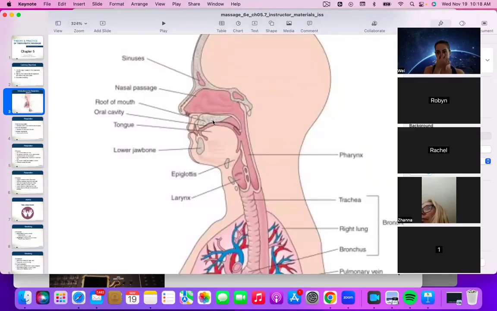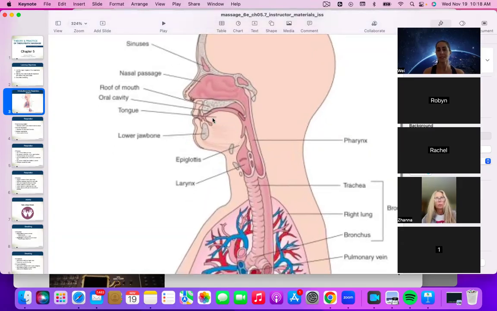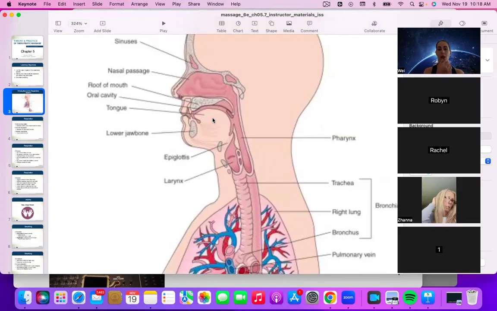Talking about the sinuses, right? When we're congested, there are sinuses above your nose, between your eyes right there. You've got the nasal passages running down the cheeks, right where your zygomatic arch is. The roof of your mouth is the palate, the top roof, the bone. So we've got the oral cavity where we ingest the food. The tongue is part of the digestive system, but it's part of the anatomy here. We have the lower jaw, the bone.